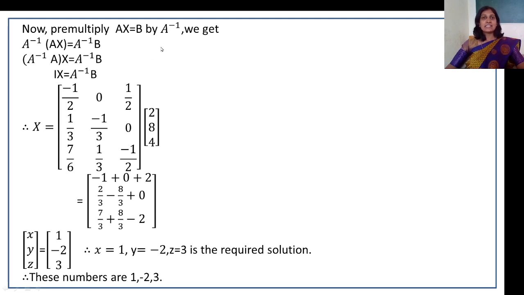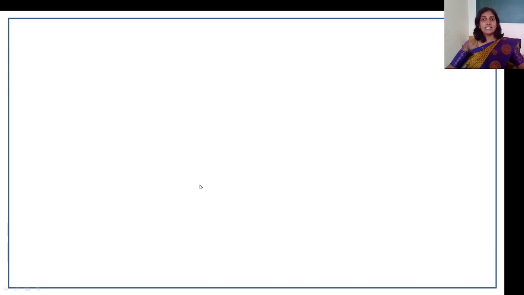Now pre-multiplying Ax is equal to B by A inverse, we will get X is equal to A inverse into B. We write here inverse matrix and we write here B matrix. Multiply these two matrices. After multiplication, we will get X is equal to 1, Y is equal to minus 2 and Z is equal to 3. So here X is equal to 1, Y is equal to minus 2 and Z is equal to 3, which is required solution. So these numbers are 1, minus 2 and 3. So these are the examples, depends on method of inversion.